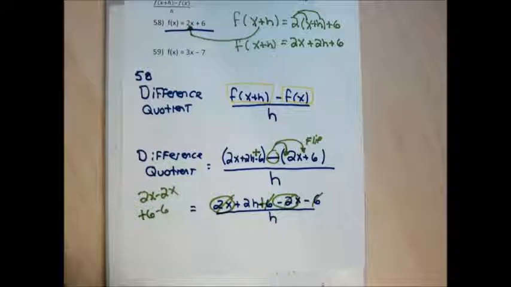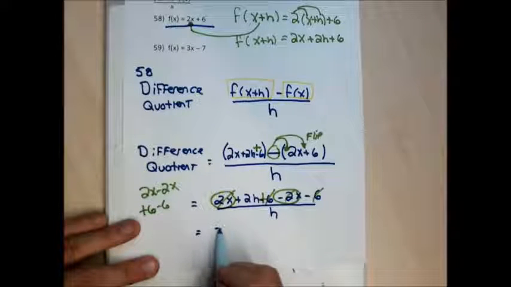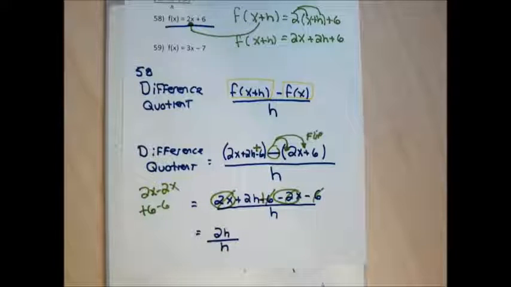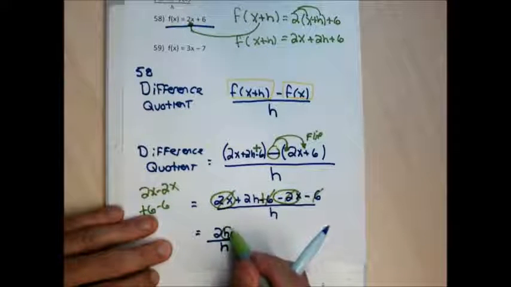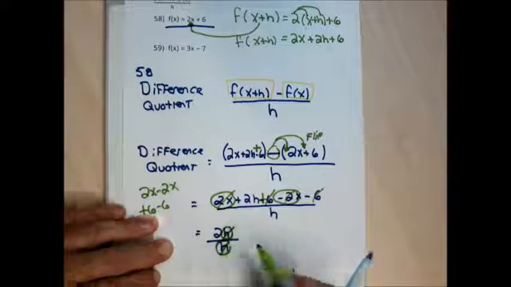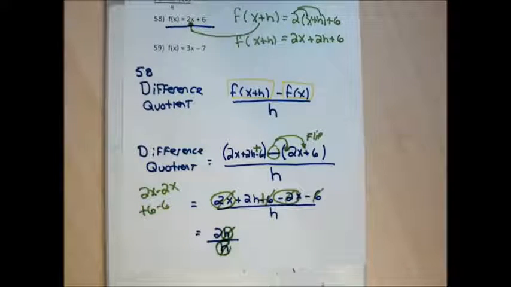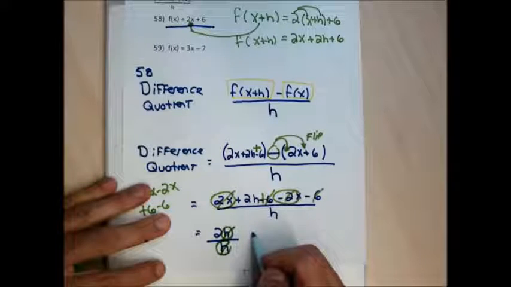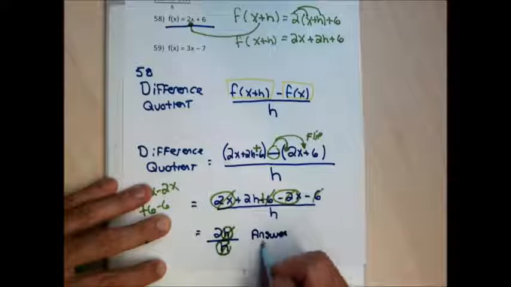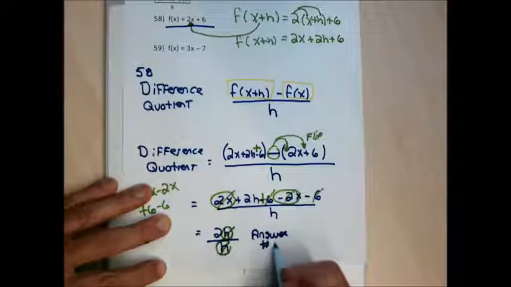What's left in the numerator that doesn't cancel is just a single 2h, and what's left in the denominator I haven't worked with yet is an h. This h, because it's multiplied by the 2, will cancel with the h in the denominator. It'll make the fraction go away, and my answer is going to be just the 2 that's left over. So my answer to problem 58 is just the single number 2.